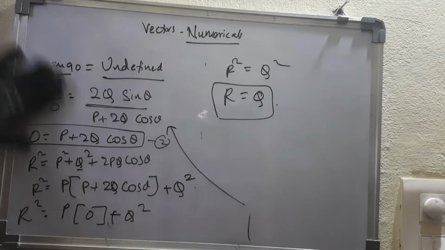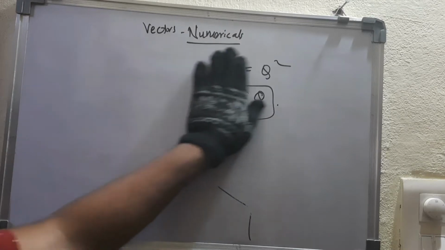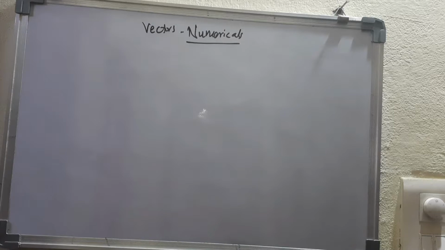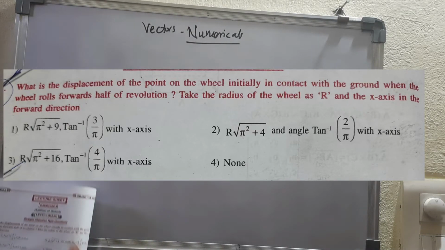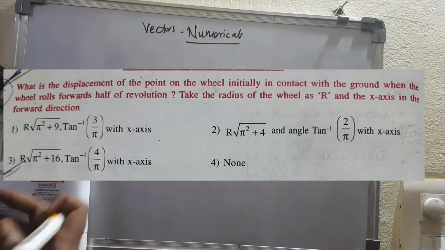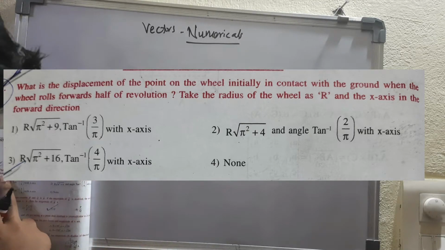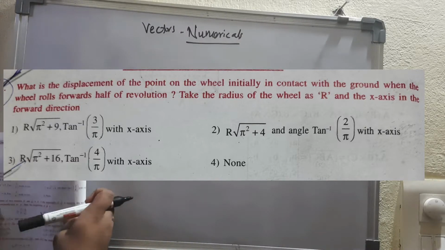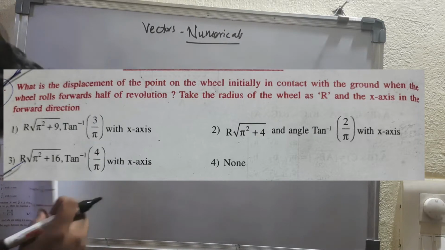Okay, let's go with the second question. So take a look at the second question. What is the displacement of the point on the wheel initially in contact with the ground? The wheel rolls forward half of a revolution. Take the radius of the wheel as r and the x-axis in the forward direction.